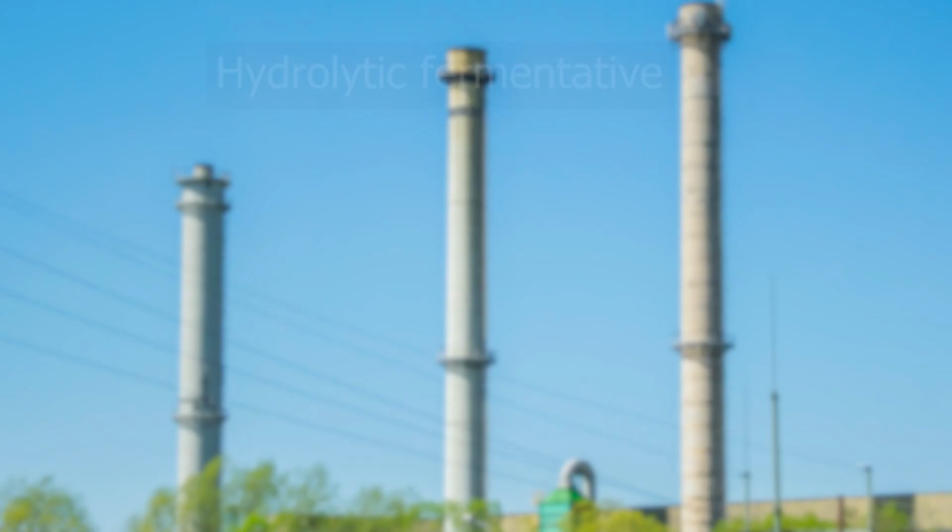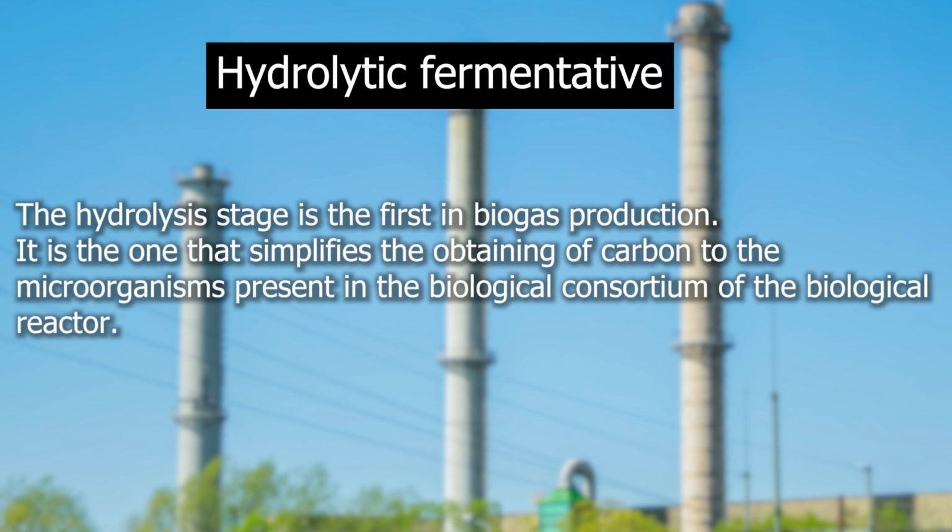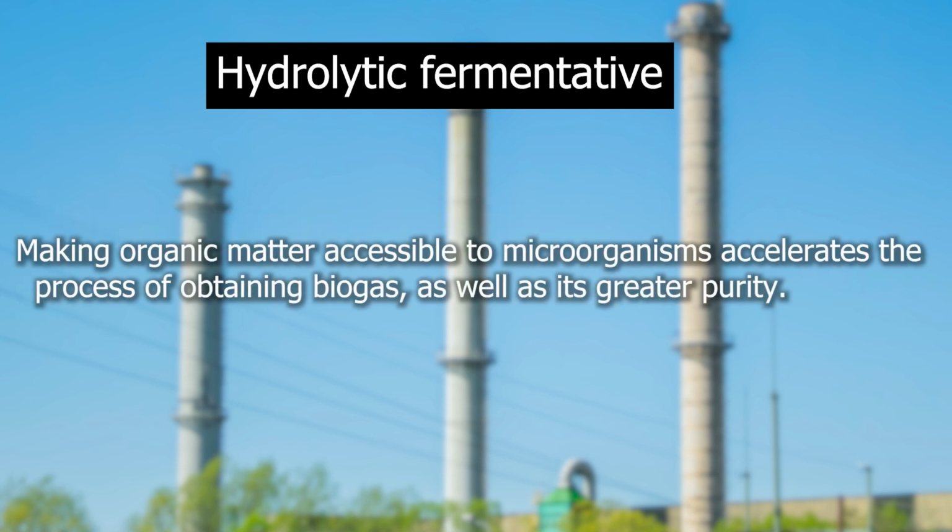The steps are hydrolysis, fermentative. The hydrolysis stage is the first in biogas production. It is the one that simplifies the obtaining of carbon for microorganisms present in the biological consortium of the biological reactor. Making organic matter accessible to microorganisms accelerates the process of obtaining biogas, as well as its greater purity.